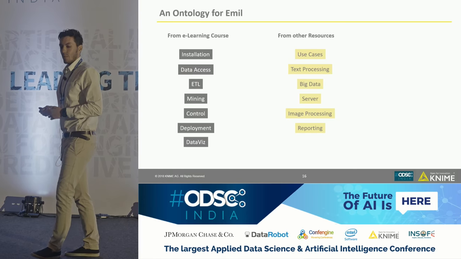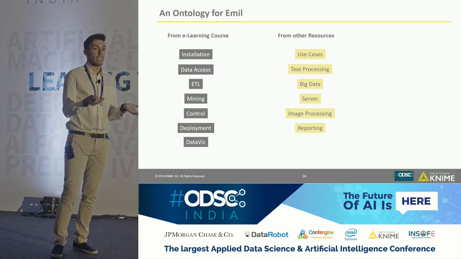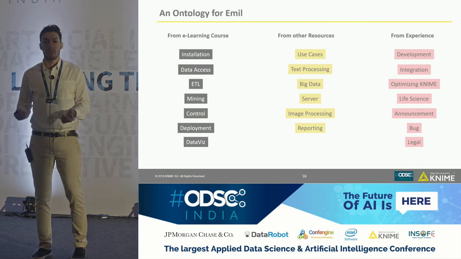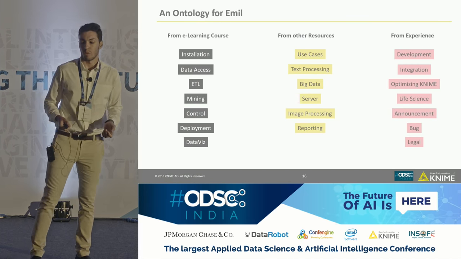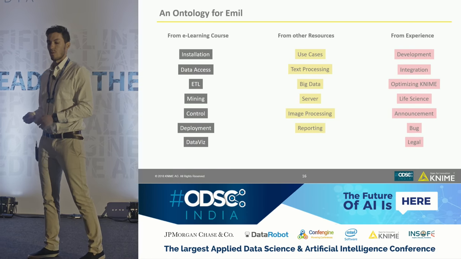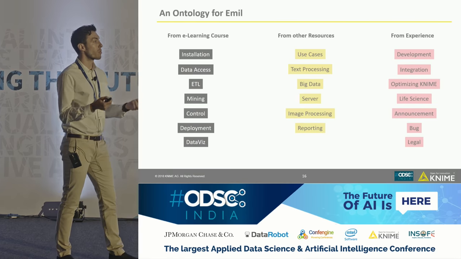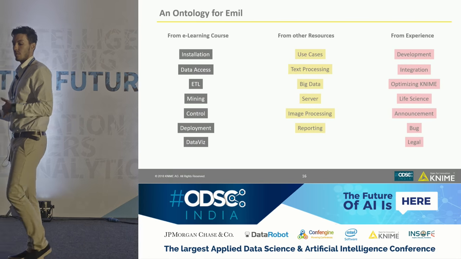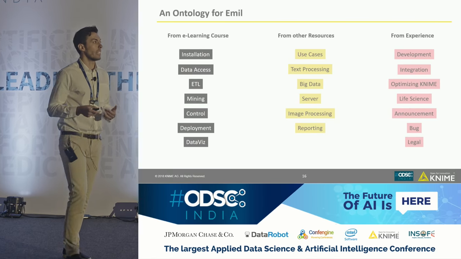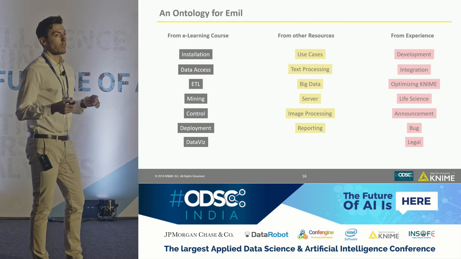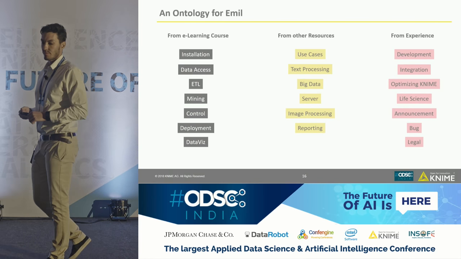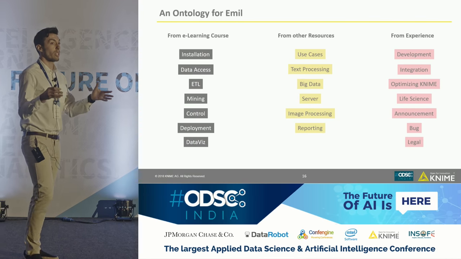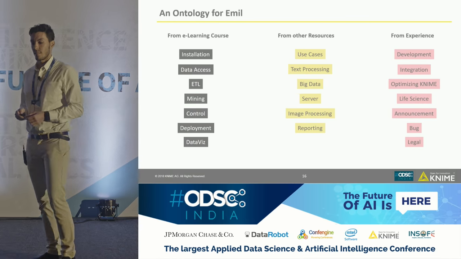But we said, okay, probably this is not enough, because looking at the questions in the data set, we saw that there were questions related to development, the different integrations that KNIME provides, how to optimize KNIME workflows, use cases related to life science, new announcements, bugs, or legal stuff. So in the end, we decided to create a class system with these 20 different classes. We reduced our class system from 400 resources to 20 classes.